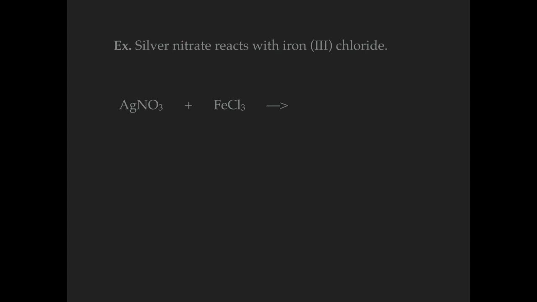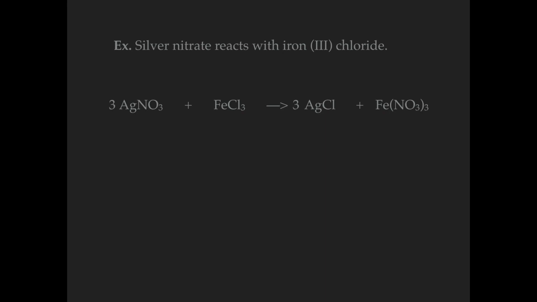Ag and Cl are going to combine together. Ag is +1, Cl is -1, so that would be AgCl. And iron nitrate: iron's +3, nitrate's -1, so that's Fe(NO3)3. Then I need to balance. I'm going to put a 3 in front of AgNO3 because I've got 3 chlorines on both sides now, and a 3 in front of AgCl.